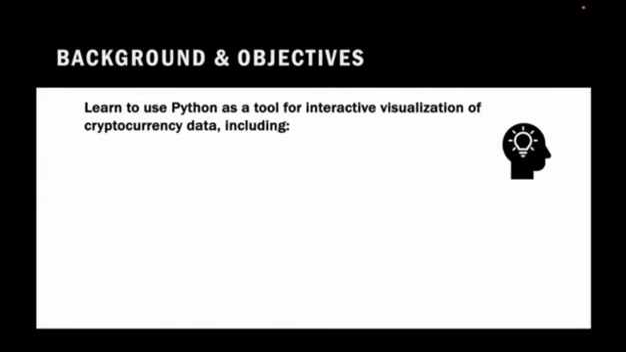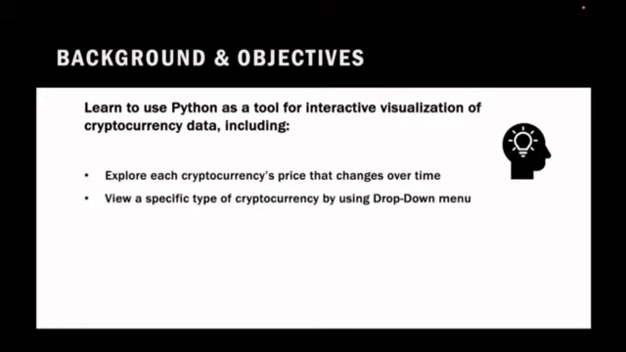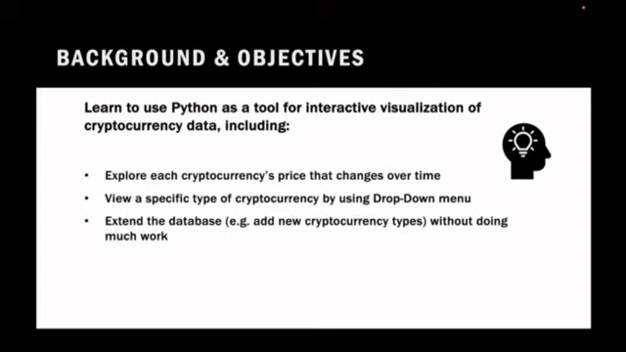Here are our objectives. In this project, we expect to explore the price of each cryptocurrency that changes over time. And we should be able to use the drop-down menu to view a specific type of cryptocurrency. And for the database, we should be able to extend it without doing much work, like adding new cryptocurrency types. And also, it should be memory friendly because we work on a large amount of data in Spark.